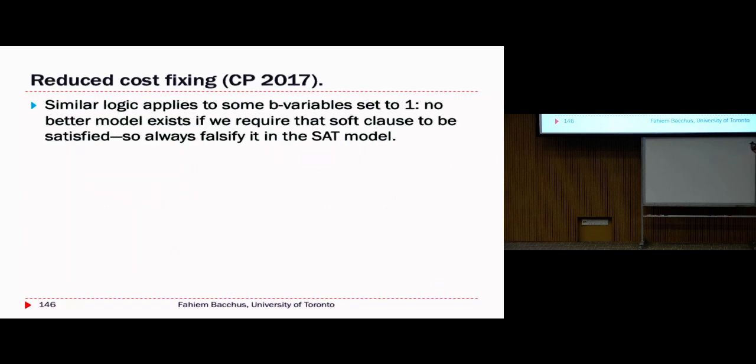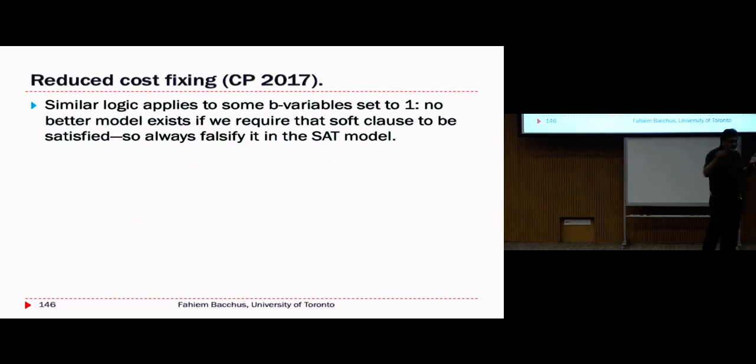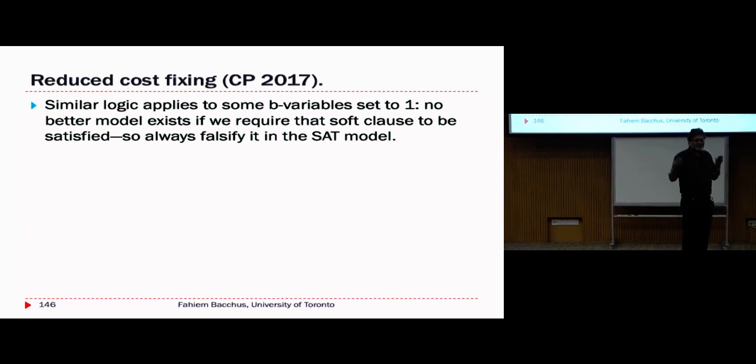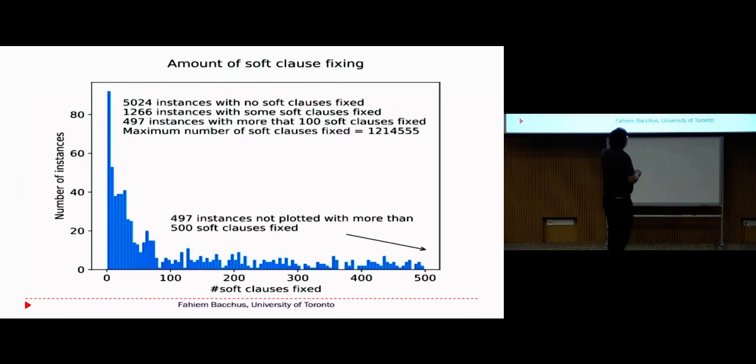And you can do the same the other way around. If it says, I must falsify this, what happens if you satisfy it? Then you get another cost. And if you look at what happens here, you see that there's quite a lot of soft clause fixing that occurs. Many of these instances don't have any soft clause fixing, but on 1266, you get some number. In some of the cases, you get like 1 million soft clauses being fixed by this technique, and in lots of instances, you get more than 500.